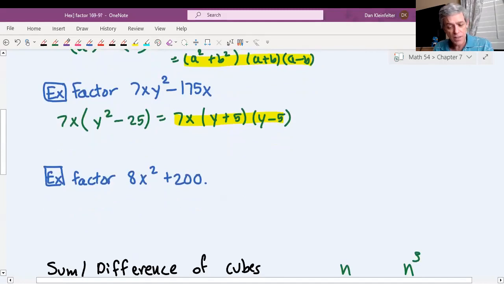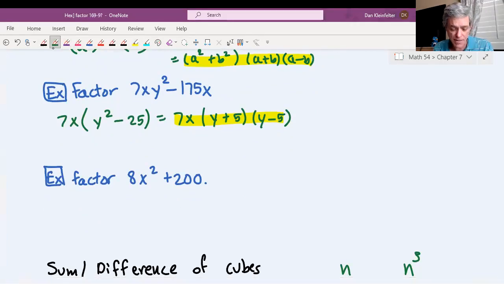Okay, 8x squared plus 200. For this one, 8 is a common factor that we can bring out. That will leave us with x squared plus 25. And that's it. That's the end on this one. Using real numbers, we can't factor a sum of squares.